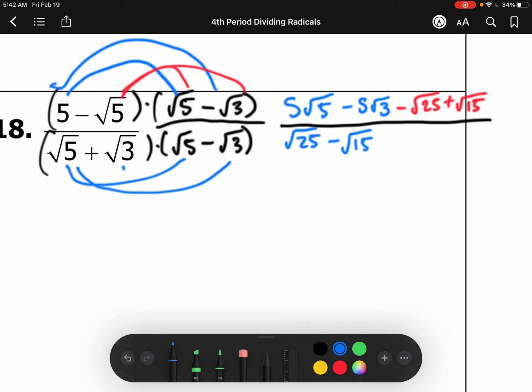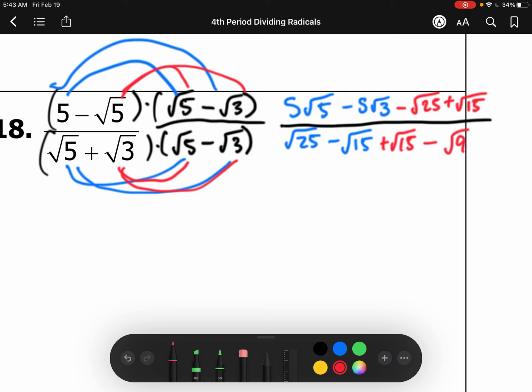And then positive square root of 3 times positive square root of 5 becomes positive square root of 15. And then the square root of 3 times negative square root of 3 becomes minus square root of 9. All right, so let's go ahead and simplify this.